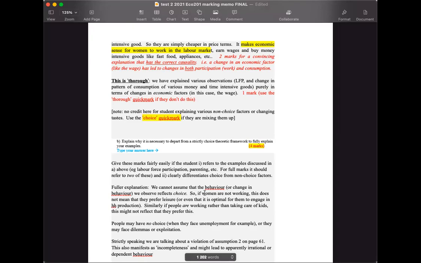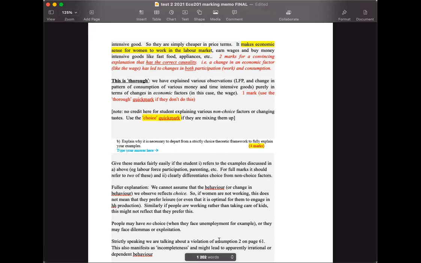So they behave a certain way, but it does not mean that they are true, like there's a choice based on leisure. So if women are not working, it doesn't mean that, oh no, they're just chilling, you know? So it's important to bear that in mind. People may have no choice or may face dilemmas or exploitation. So, for example, when they face unemployment, you're looking for work and you're stuck at home. There's nothing you can do, you know.